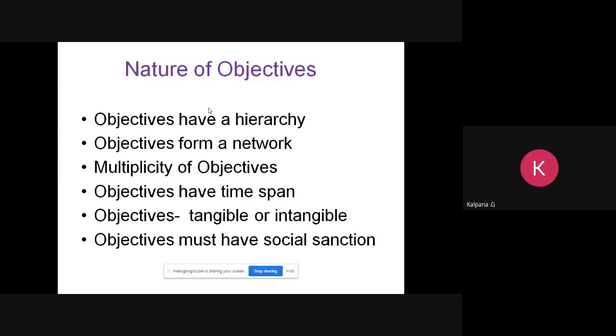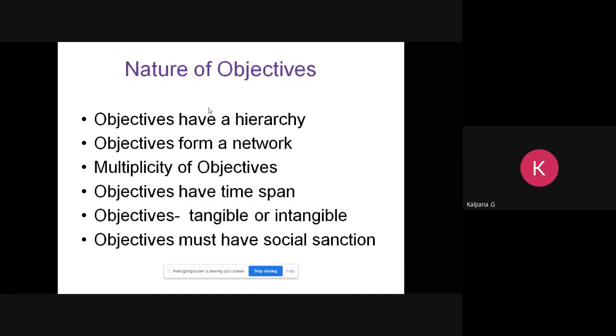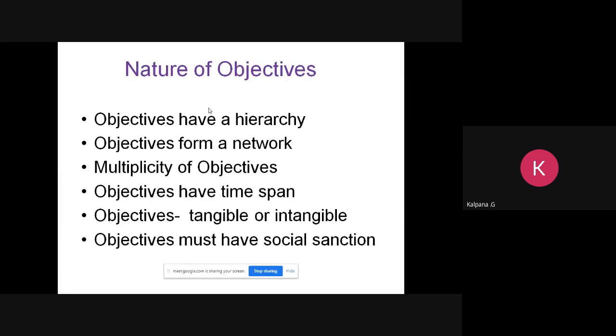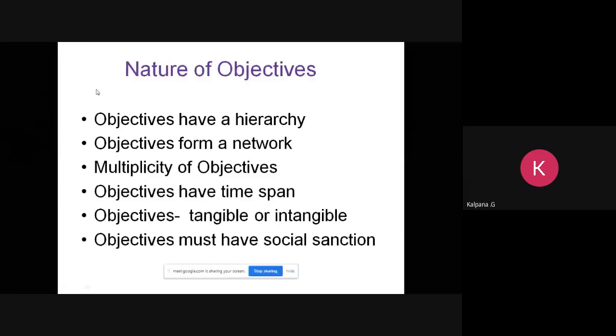So the top level management makes sure that all these objectives at the lower level and at the middle level work in correlation, so that it forms a network and we can achieve the overall objective effectively. So this is all about the second point. In hierarchy itself, we have justified this point: objectives do form a network.